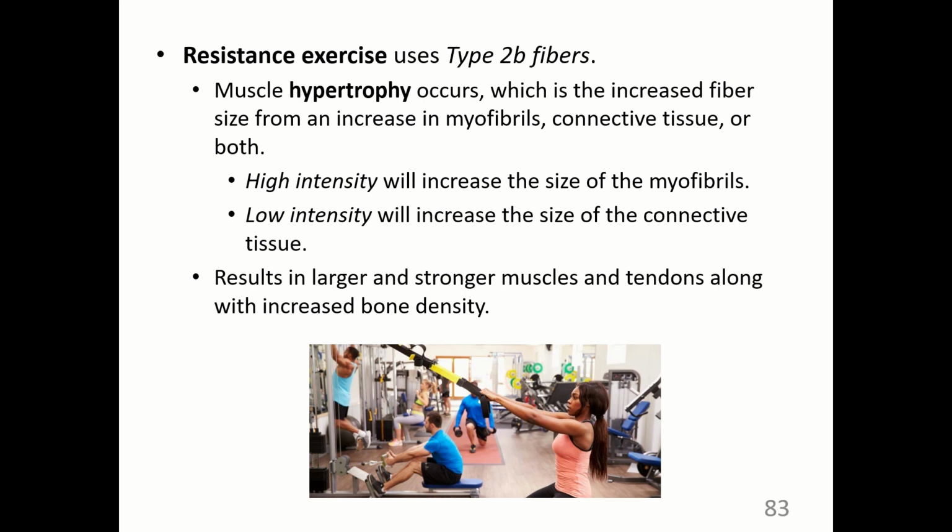So folks will do high intensity and low intensity exercises, doing resistance training. High-intensity exercises will increase the size of the myofibrils. So it will actually add more proteins, the more actin and myosin, into your myofibrils. Low intensity will increase the size of the connective tissue. So you'll be adding more collagen fibers to the perimysium and such. So this both together will result in larger and stronger muscles and tendons along with increased bone density. So that's win-win all around as well.